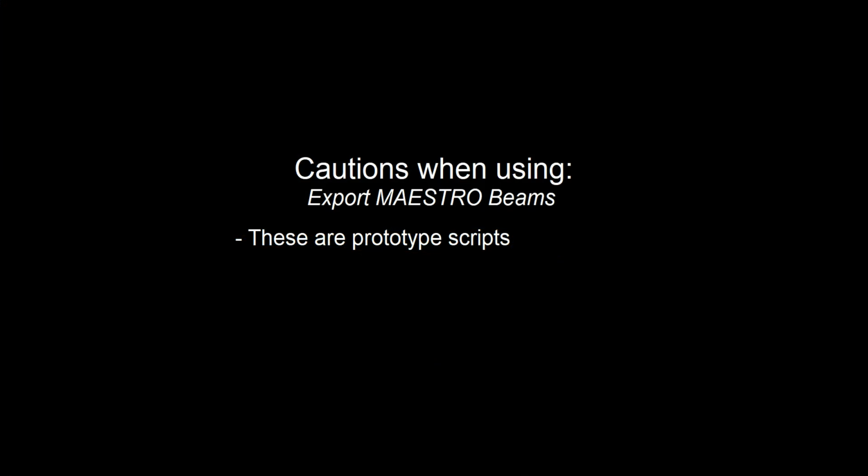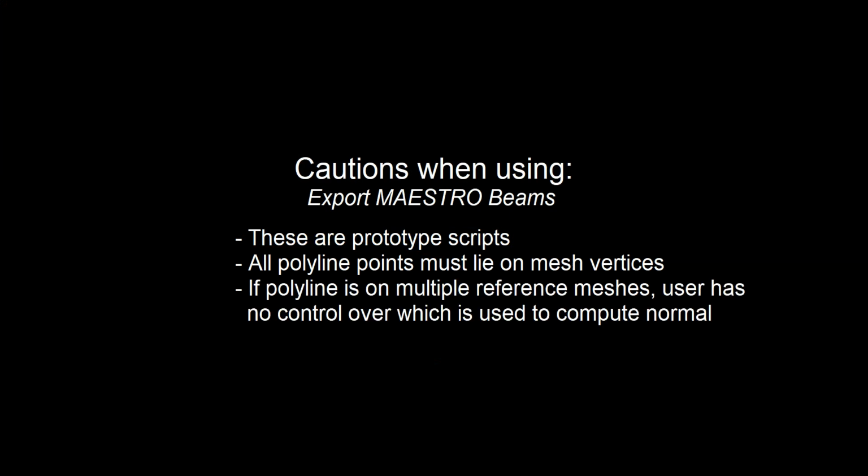As I mentioned earlier, these scripts are prototypes and were created to test desired functionality, required features, and of course, for debugging. There are a couple things that the user should be aware of when using the export beam script, and both of them have to do with using a reference mesh for setting the beam orientation. The first is that all the points on the polylines must correspond to vertices in the mesh, and the second is that when using multiple reference meshes, if a polyline happens to lie on two different meshes, there's no way to control which mesh will be selected for setting the normal.